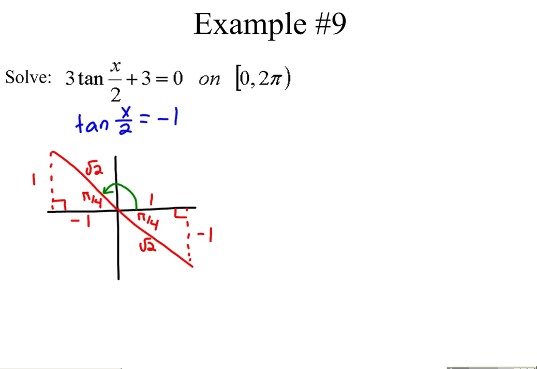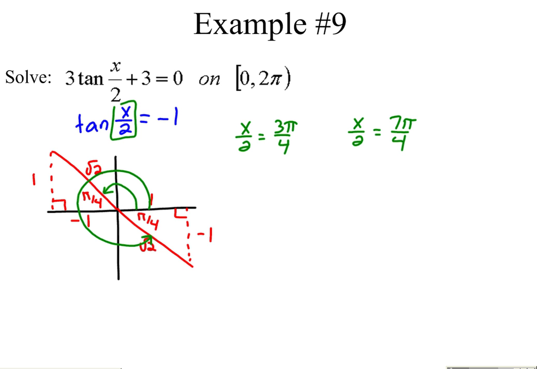Tangent is opposite over adjacent. Should recognize this triangle as being a 45, 45, 90, which means these reference angles are pi over 4. So we have this rotation, which is 3 pi over 4, and that rotation, which is 7 pi over 4. Because of this period change, we just solved for this angle right here. So that means that x over 2 equals 3 pi over 4, and x over 2 equals 7 pi over 4. Solve for x, we get x to be 3 pi over 2, and we get x to be 7 pi over 2.